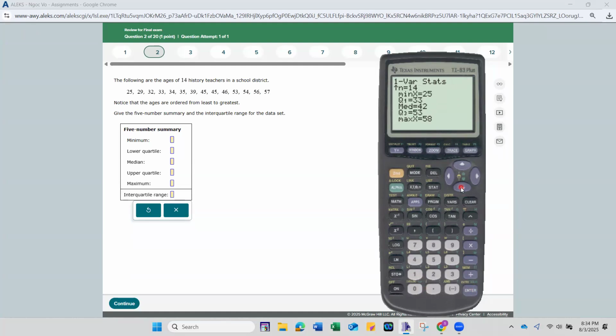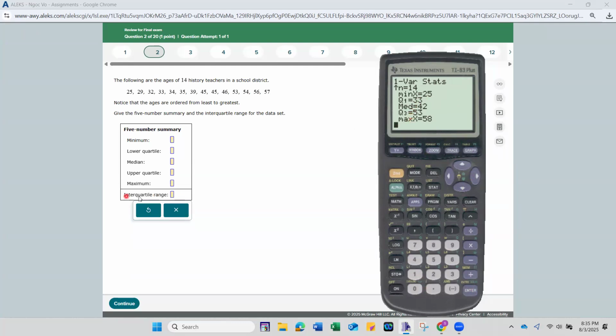You may need to scroll down in order to look for the 5-number summary. So here we have the 5-number summary. The 5-number summary consists of the minimum, first quartile, that means Q1, median, that means the second quartile, Q3, that means the third quartile, and the maximum value.